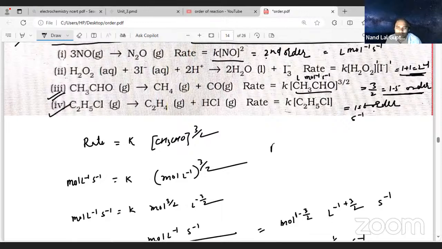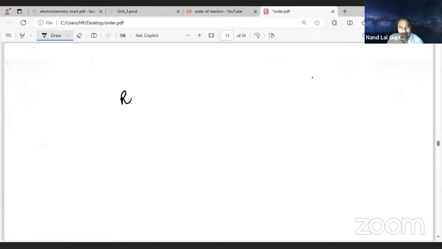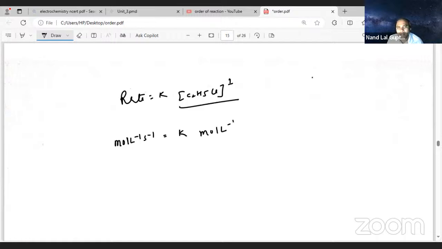Fourth one. So they have given rate is equal to K C2H5Cl. Only one term is there. So rate is equal to K, C2H5Cl. Power is nothing, which means it is 1. So rate is equal to what? Mole per liter per second is equal to K, and this is power 1, so mole per liter. This mole per liter cancels out. So K is equal to second inverse.